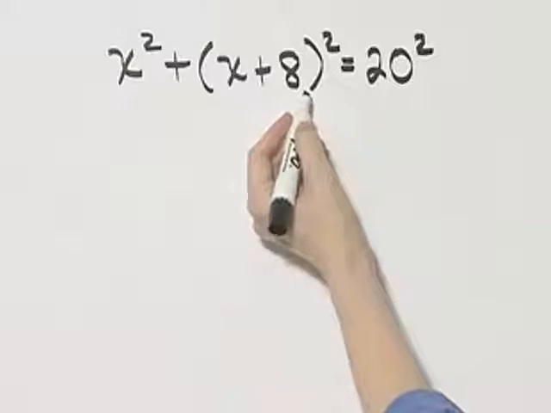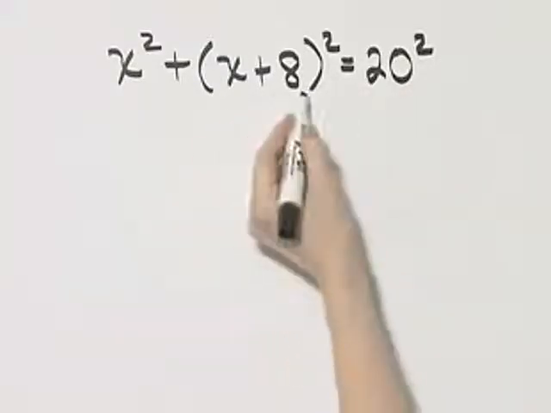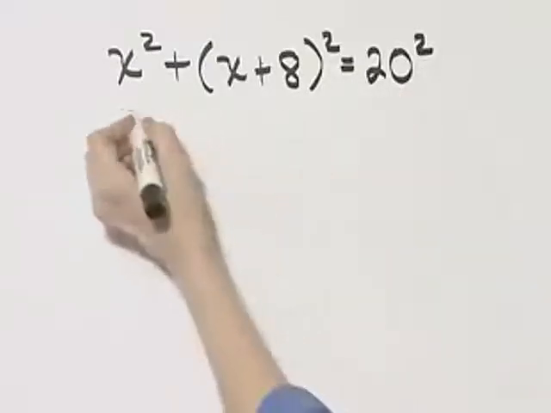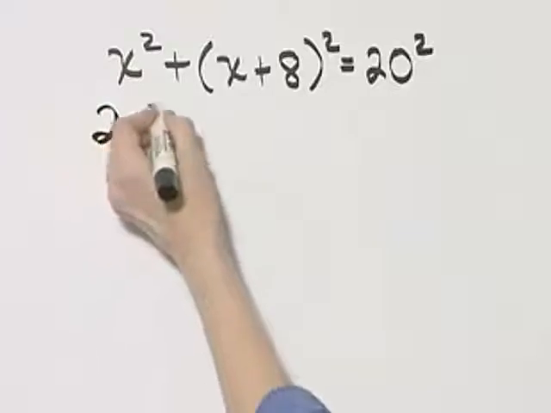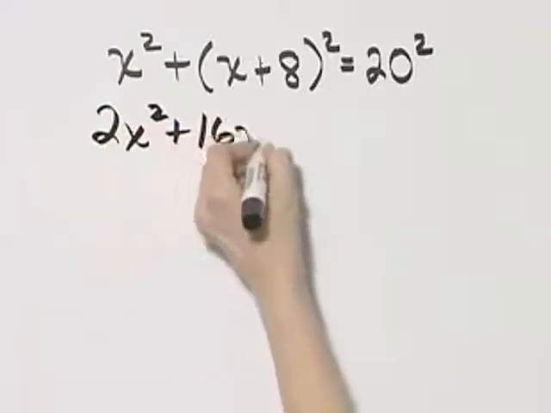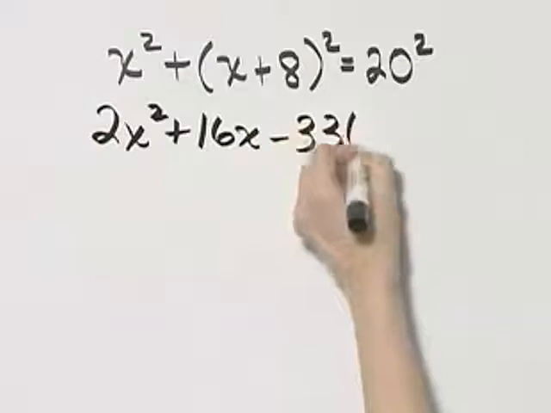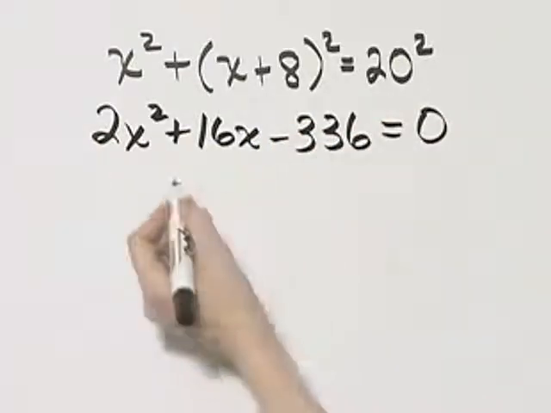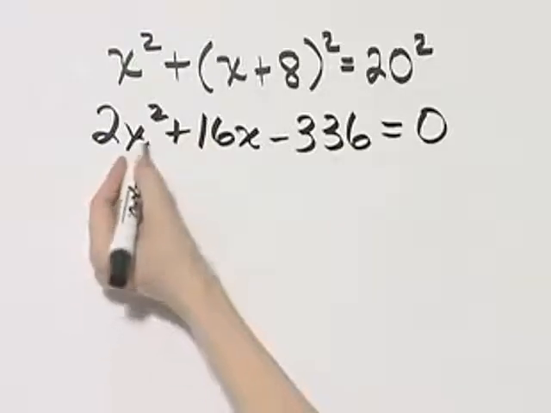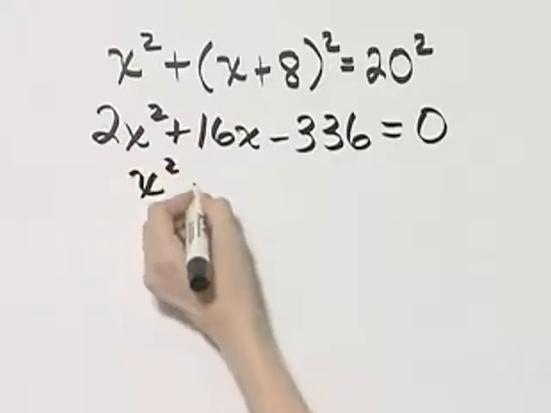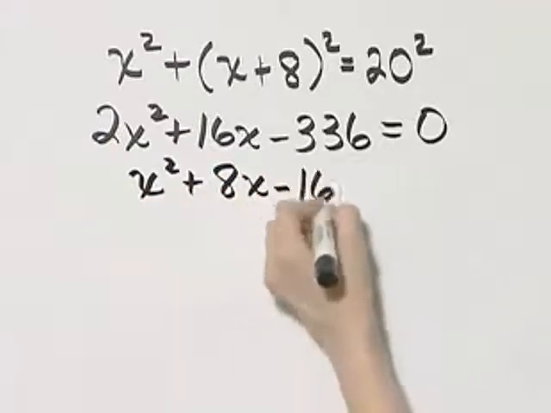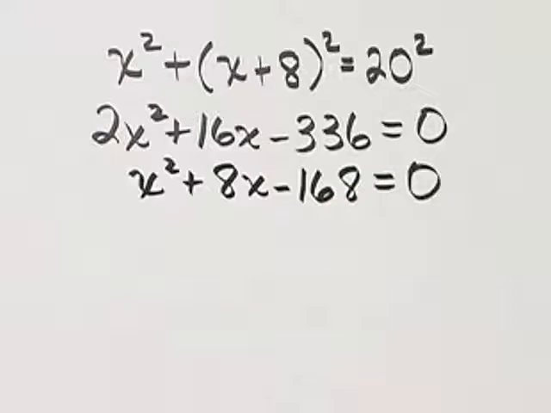That's x squared plus 16x plus 64. But if you square the binomial and subtract 400 from both sides, you'll have 2x squared plus 16x minus 336 equal to 0. And then there's a common factor here of 2, which I will divide through. Each term I'm dividing by 2, so that's x squared plus 8x minus 168 is equal to 0.